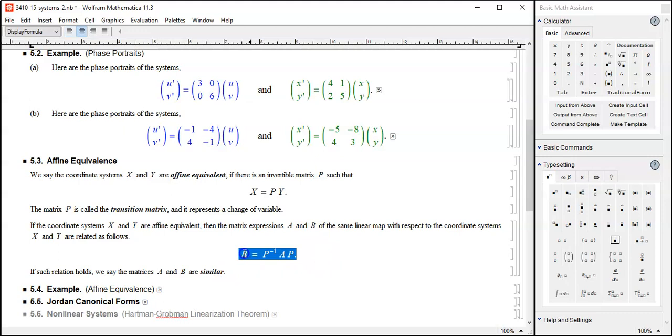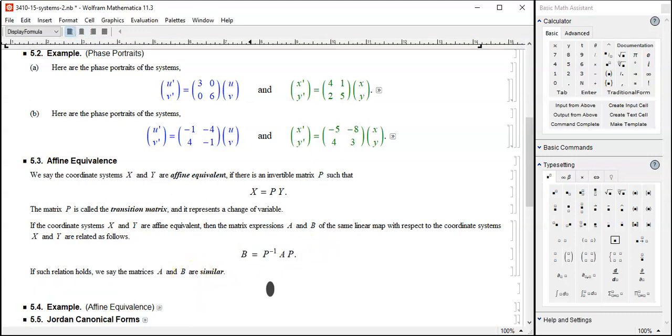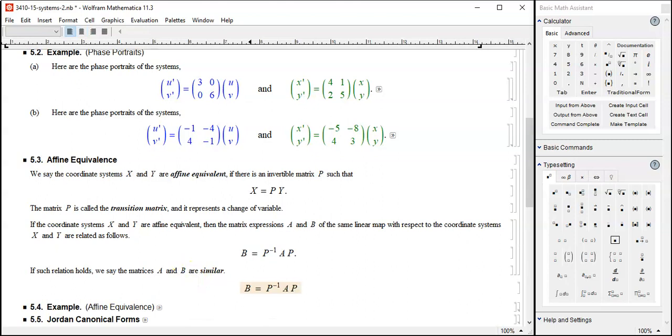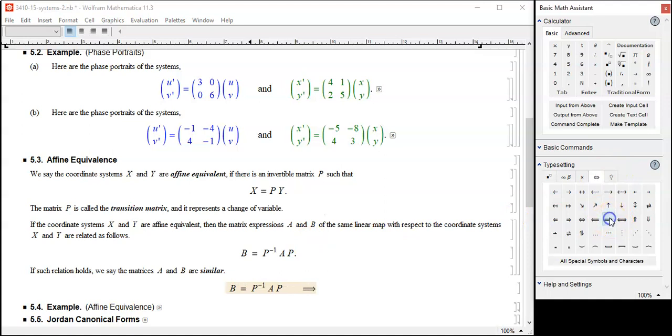And then if A and B are similar, you can make an interesting observation here. If these are similar, how about A squared and B squared?